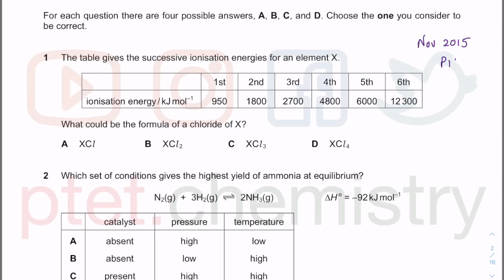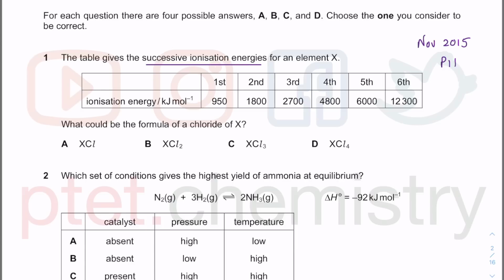This is paper 1-1 for this November 2015 Cambridge International A-Level curriculum, which is pretty much similar to any A-Level curriculum, 16 to 18 years old, taken by students all around the world. In this first question, we have some successive ionization energy.